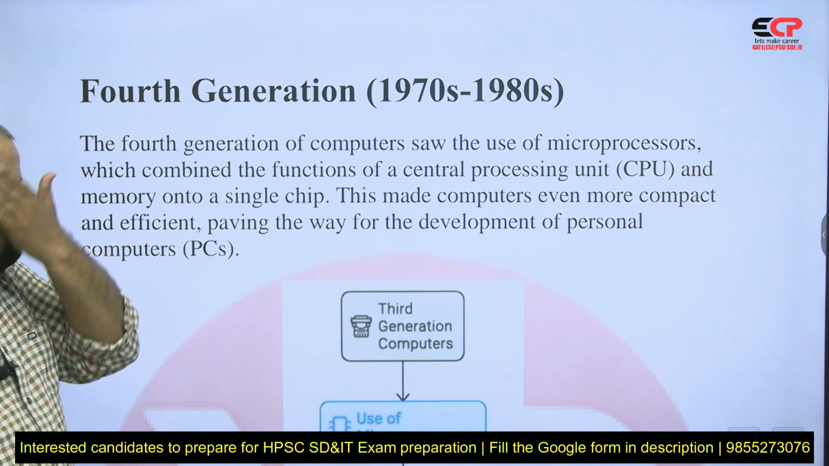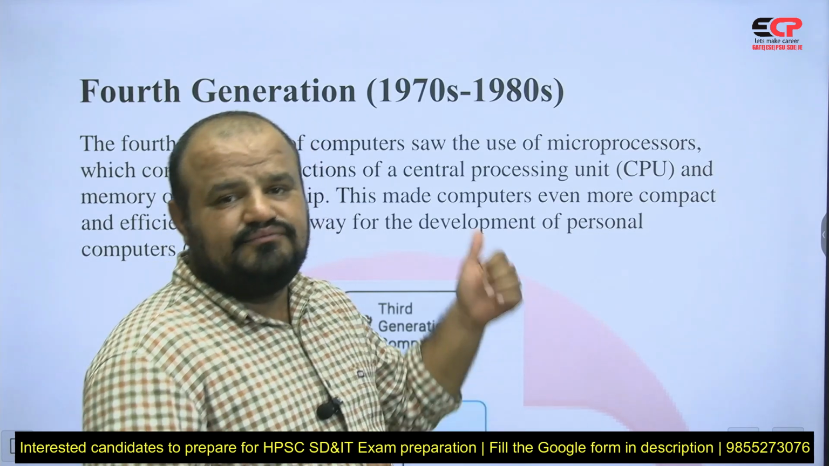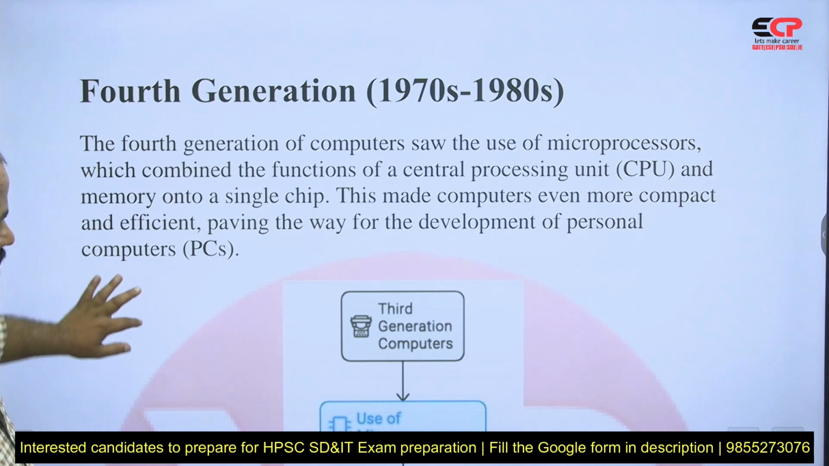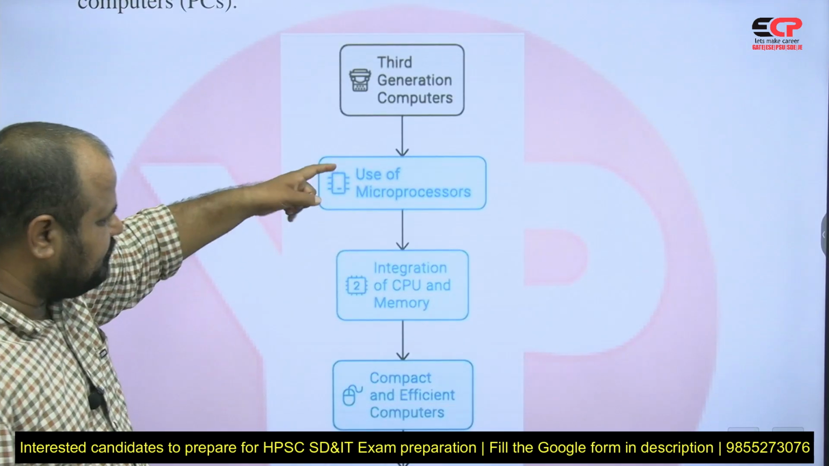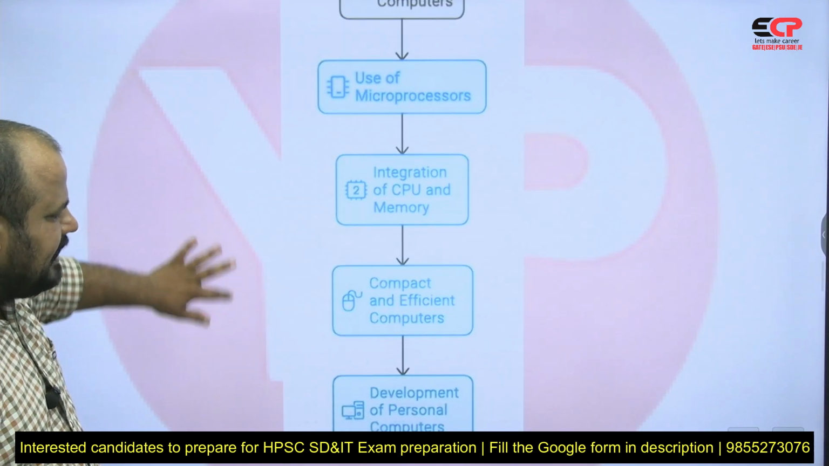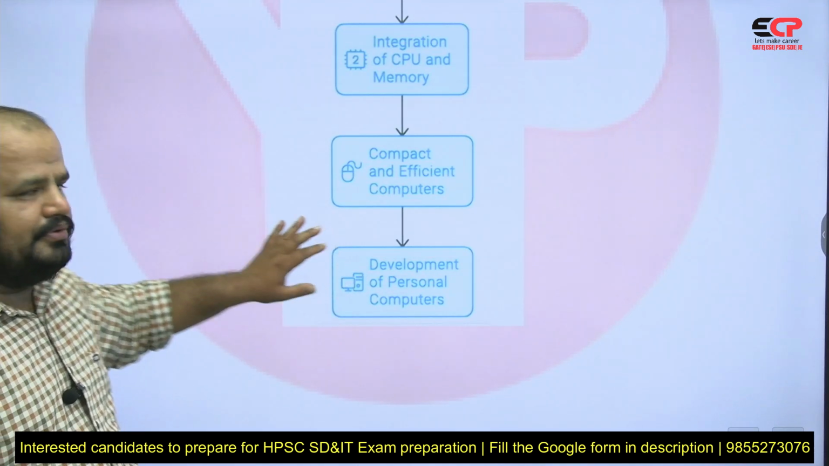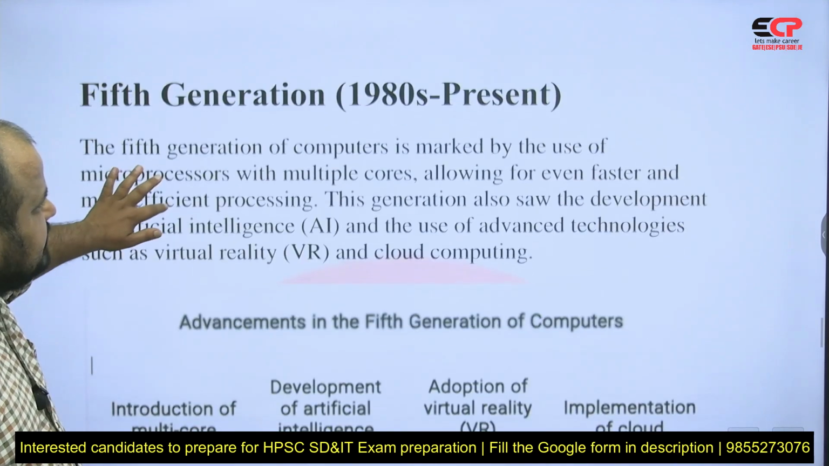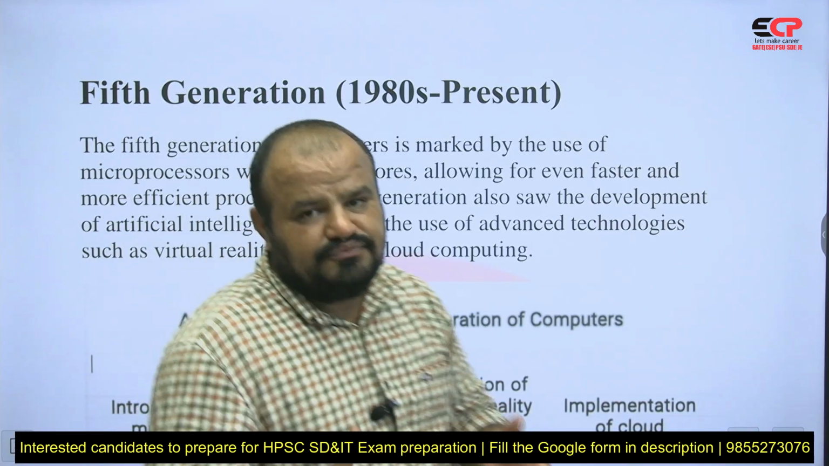So when we talk about PCs, yes, in the fourth generation of computers we are thinking about PCs. So in the fourth generation we are using the microprocessor, which is the integration of the CPU and memory. That's why they are compact and efficient, and this is the development of personal computers. So always keep in mind, my dear students, you need to write precise content, always keep that point in mind. And the last generation is the fifth generation.